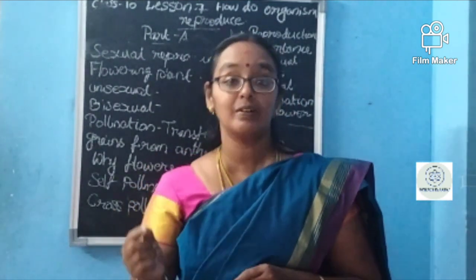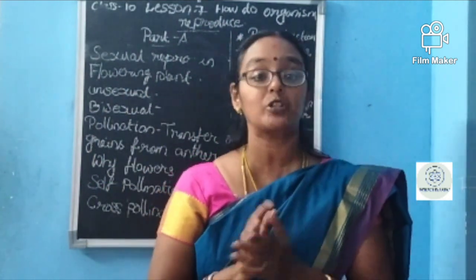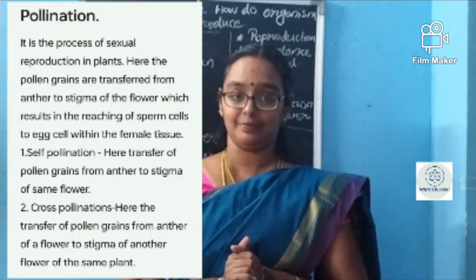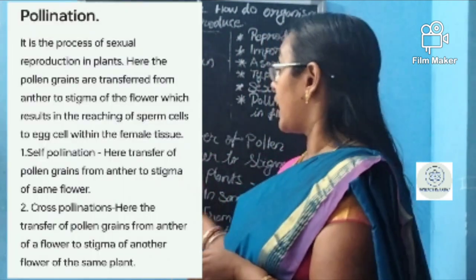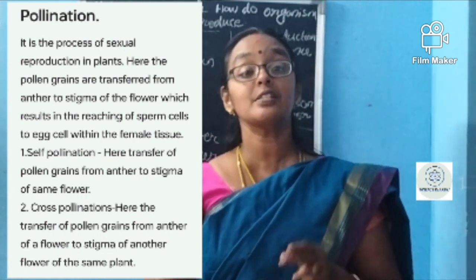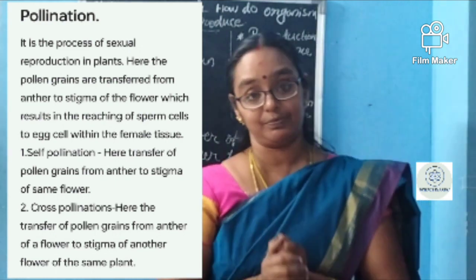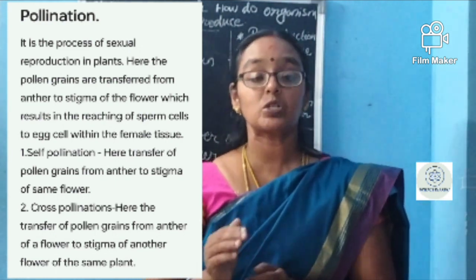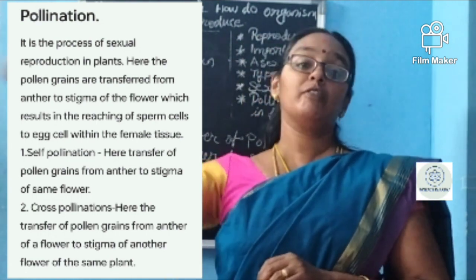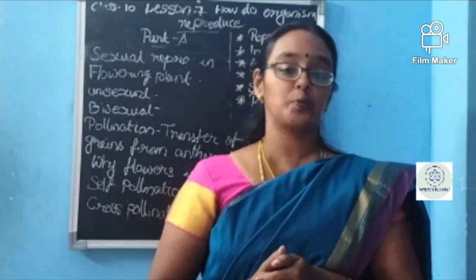It will be transferred to the female part. It has to be transferred to the female reproductive part. What is this called? This is called pollination. Okay. Pollination can be of two types: self-pollination and cross-pollination. What is self-pollination? The pollination which happens in the same flower. Okay. This is called self-pollination, and cross-pollination means pollen comes from different flowers and the pollination happens. It is called cross-pollination.